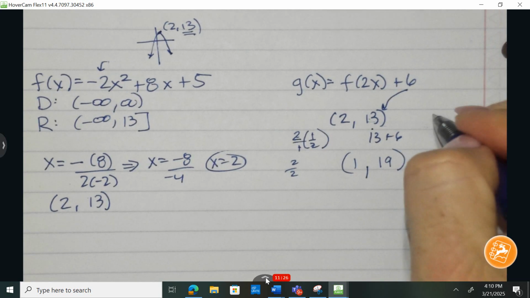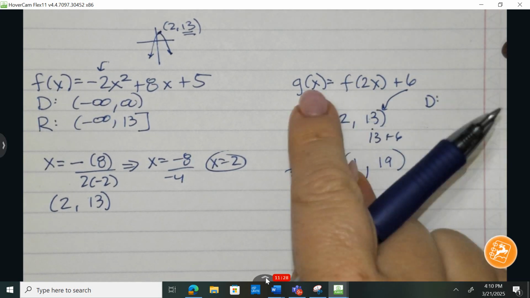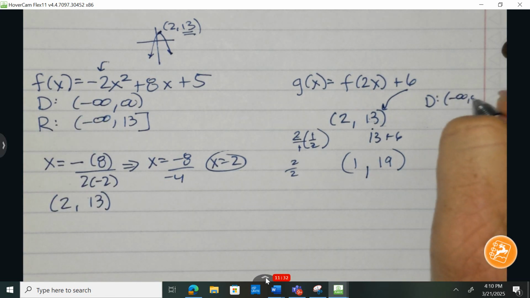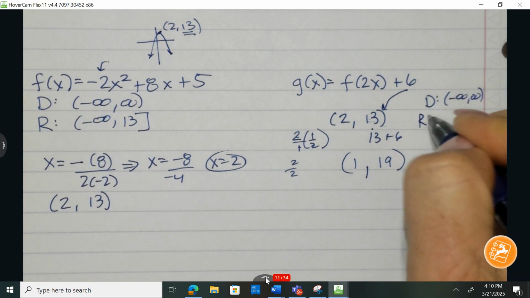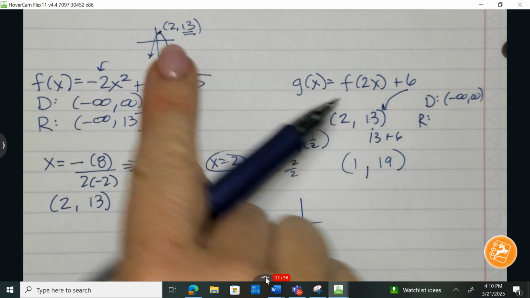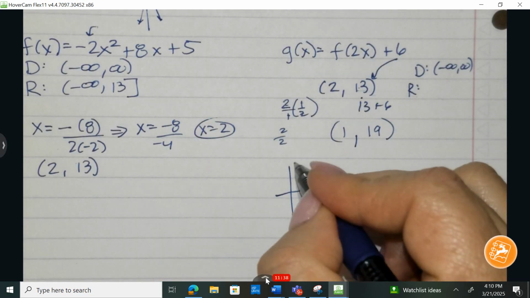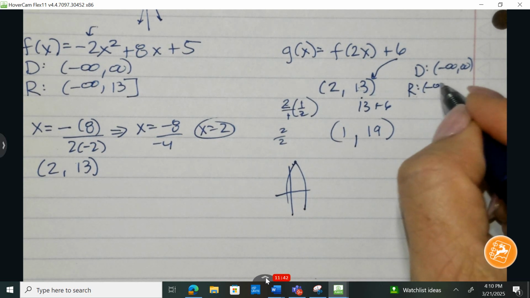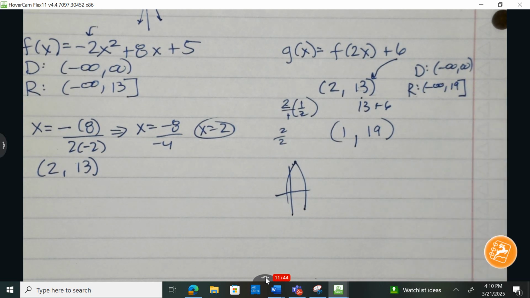So when I do the domain, because I do know that this is just a transformed function from a quadratic, the domain will remain negative infinity to positive infinity. Now the range, we still have a function that opens downward, but we're going all the way up to 19. So there's no limit how low it goes, but it goes as high as 19, it's included.